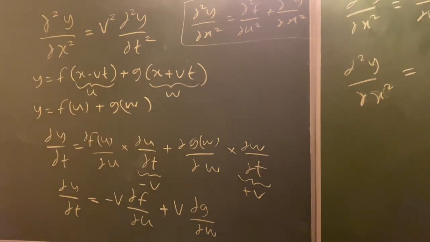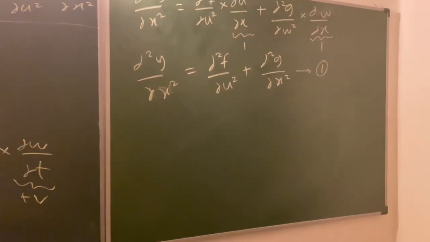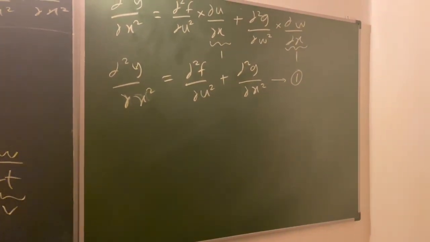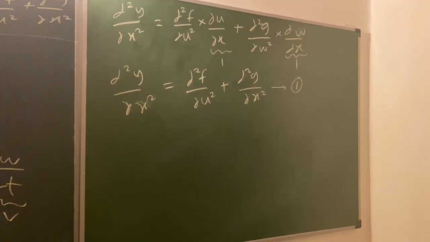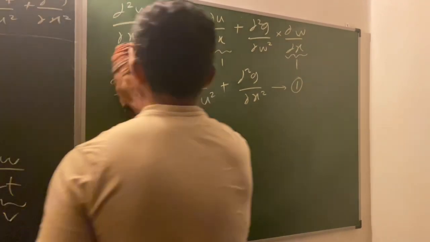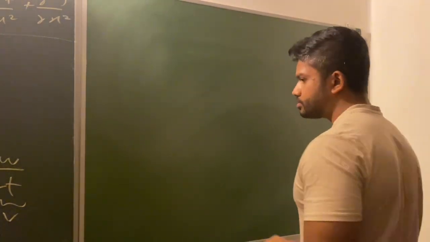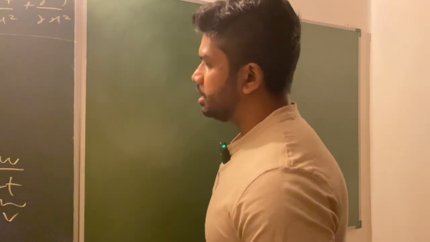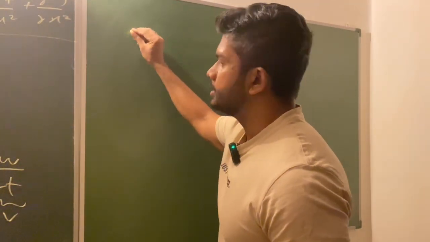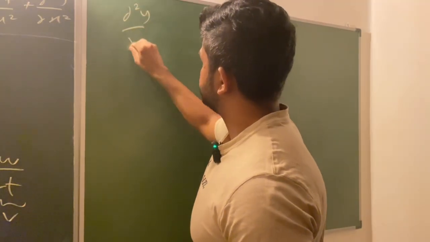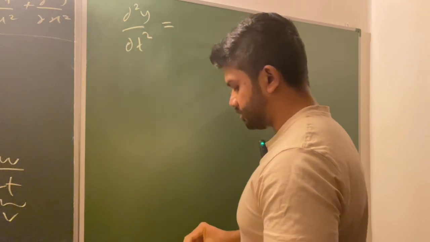Let me go ahead. I have to erase this part, though I don't like it. Okay, let me erase this section. I have to go one more step, one more time. ∂²y over ∂t². Let me get the second derivative of this one.